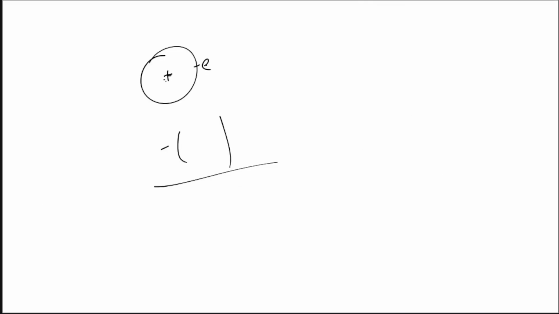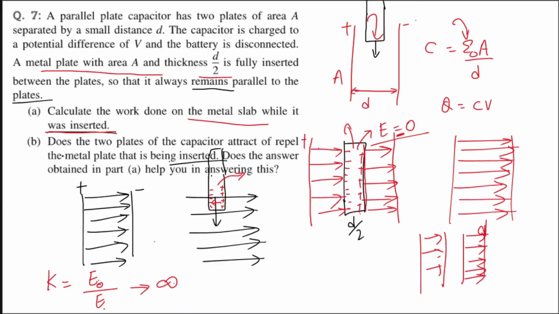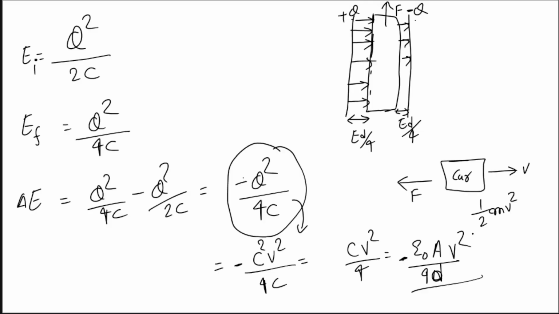Okay, so what will be the answer to the second? Between the two there is attraction, not repulsion. Does the answer obtained in part A help you in answering this? Yes, because in part A we are getting the loss in energy as negative, and this is only possible, I mean energy is decreasing, if attractive force is in action. Simple. Because the attractive force would want to accelerate the system, you are slowly taking it down, and in that case you will have to apply that external force such that the work done on the system will be negative. So overall, this thing is happening over here.